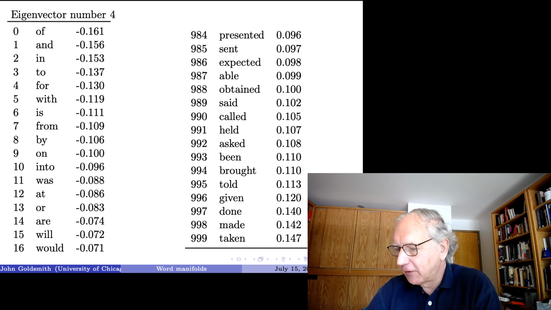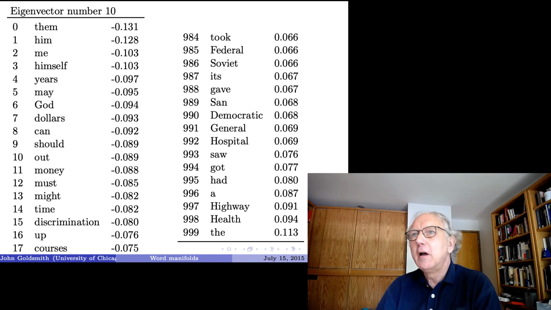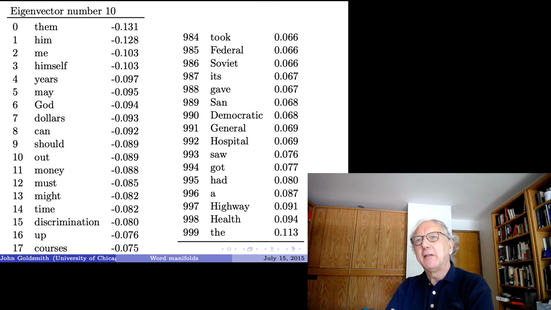And I'm pretty sure this is the last slide here. Oh no. Okay, here's the 10th eigenvector. At one end is them, him, me, himself, years, may, God, dollars, can, should. Looks like a whole bunch of things that don't share a lot in common. At the other end, likewise: the, health, highway, a, had, got. Not much. Okay, so why did I put that in?